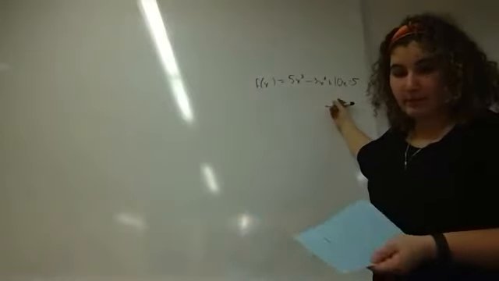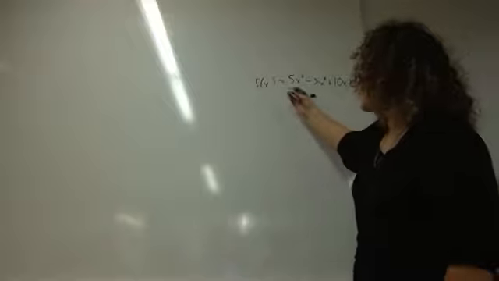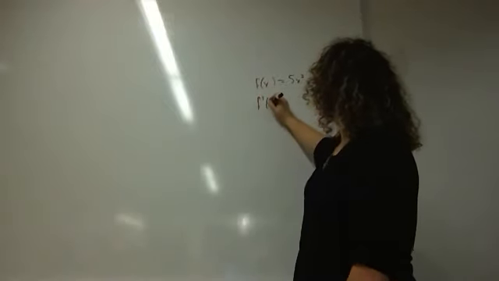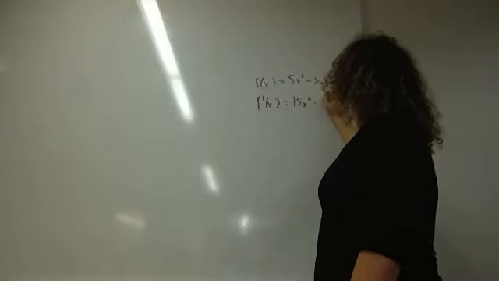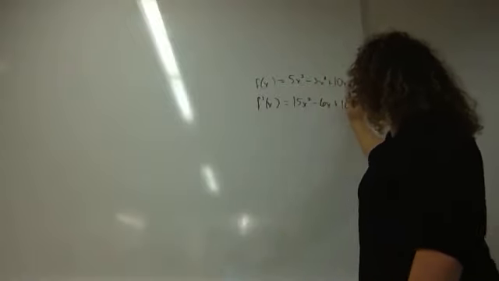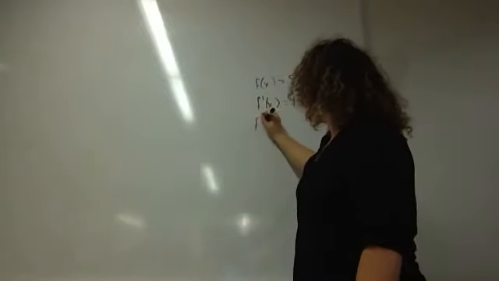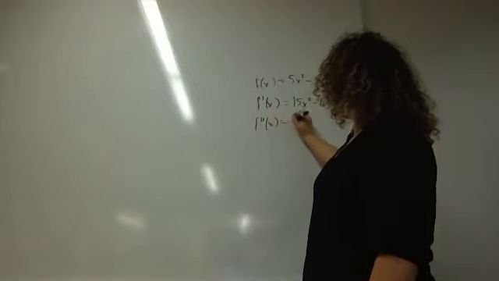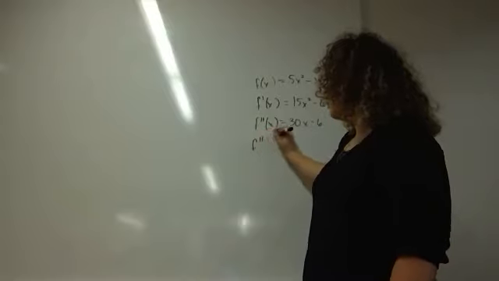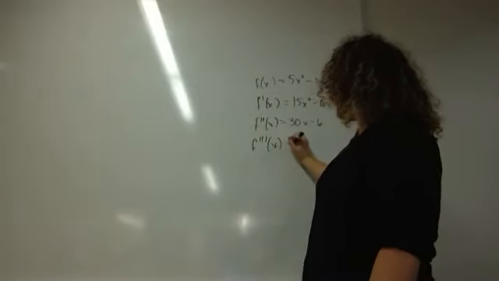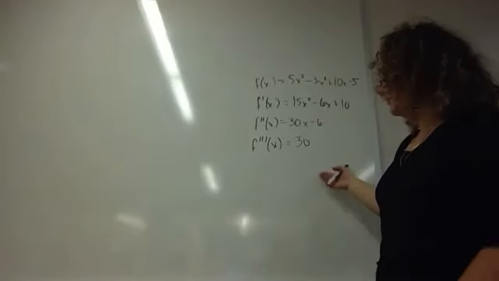So if we had this problem, it says I want to find the third derivative of it, right? So we're going to take the derivative. The first time, it's going to be 15x squared minus 6x plus 10. So that's our first derivative. Then we go from here, do our second one. That's f double prime of x. It's going to be 30x minus 6. And then our third derivative is going to be 30. That's how you would do that.